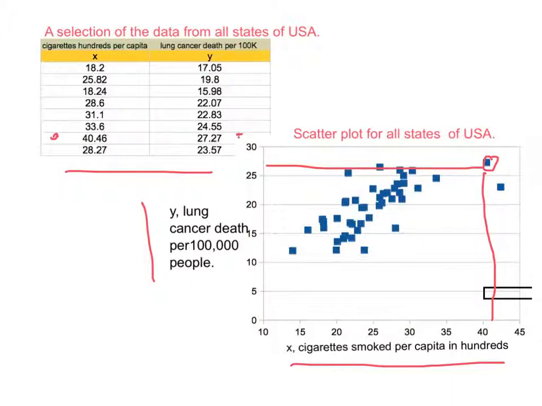And the next one, X is 33.6, and then Y here is 24.55, so it's this particular point. And you repeat this process for all the data set to obtain this particular plot. This particular plot is called the scatter plot. It's called scatter plot because the data seems to be scattered in this XY plane.